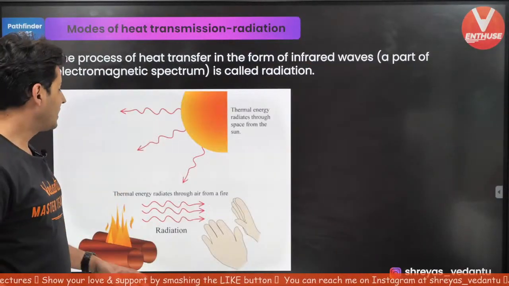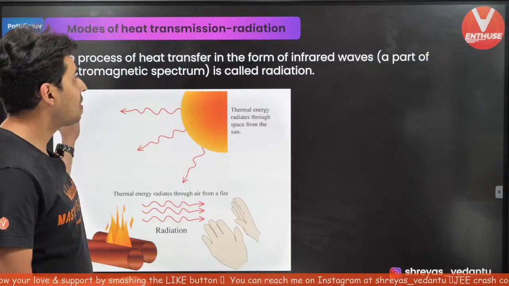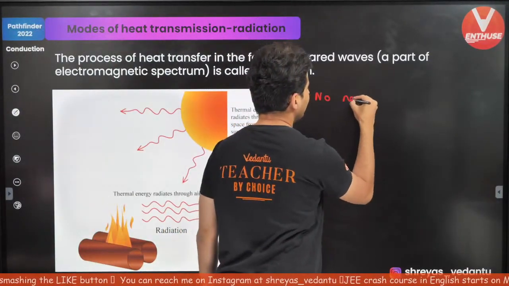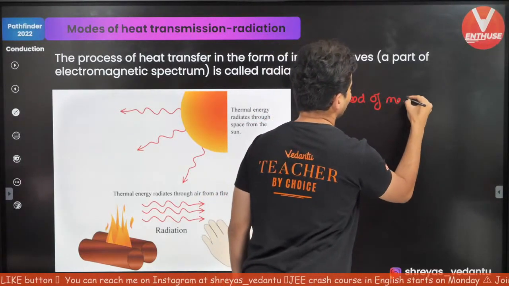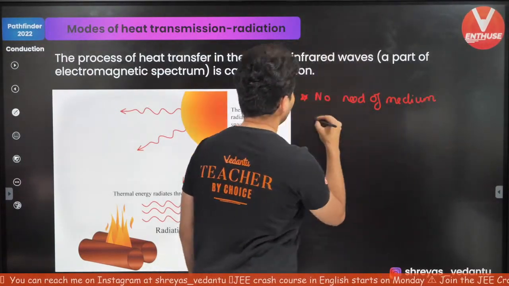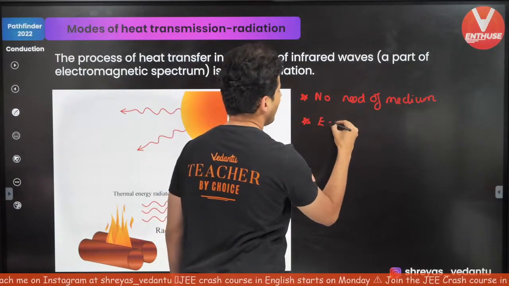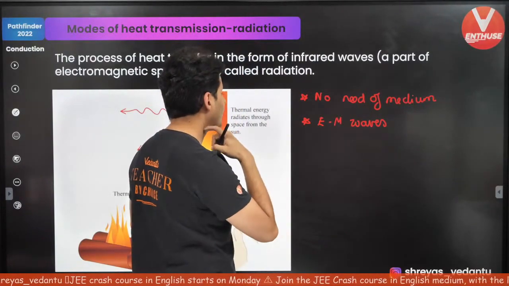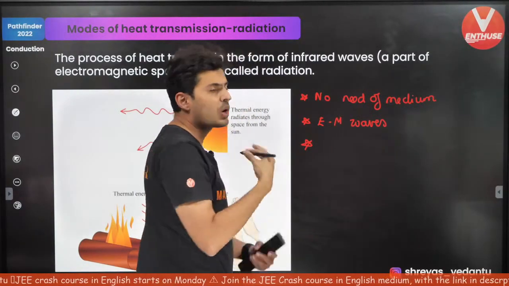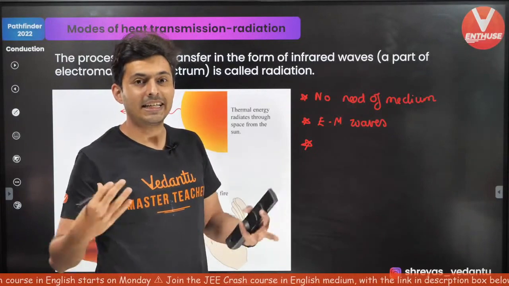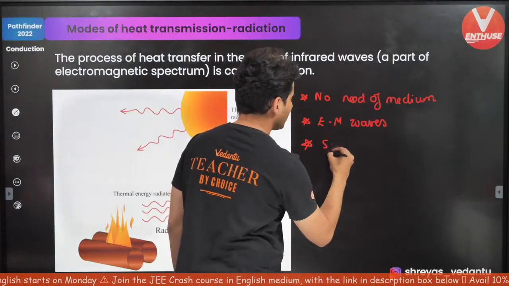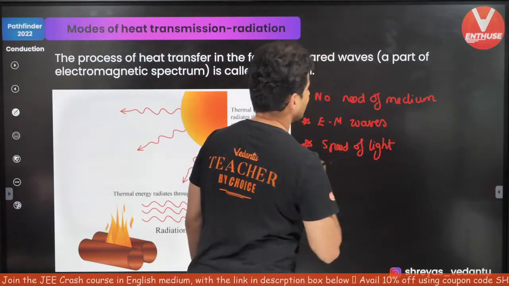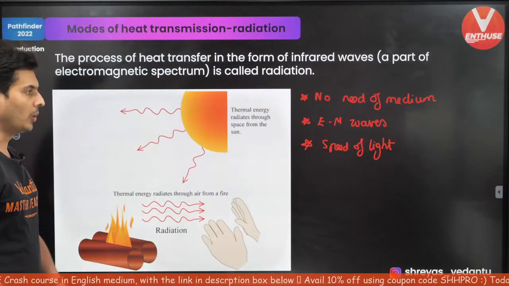Next up, radiation. Like I said, this does not need any medium. There is no need of any kind of medium. These are nothing but electromagnetic waves. And remember one thing, they are very quick, very fast, because they travel at the speed of light. So these are the things that you need to know about.